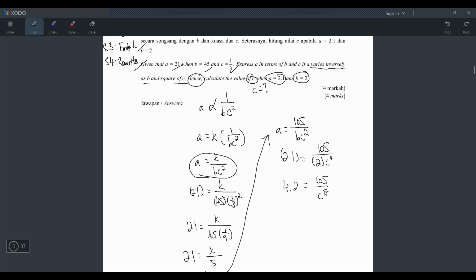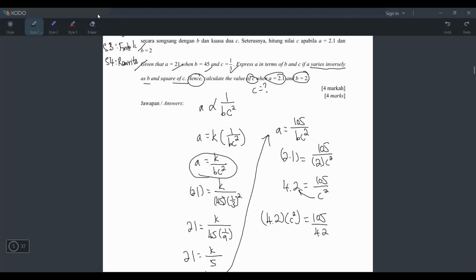And now I want to find C. Some students will tell me something like move 105. Cannot. If you want to find C and your C is at the bottom, then you cannot tell me move 105. You need to move the C so that the C is on top first. So it becomes 4.2 times C square equals 105. And if you want to find C, then you can move the 4.2 over. So this times 4.2, when you move here, becomes divide 4.2.